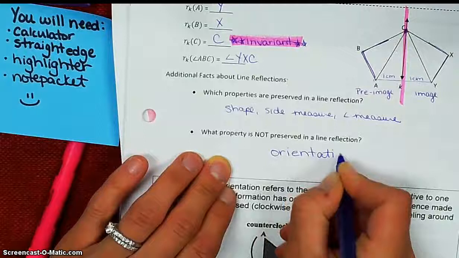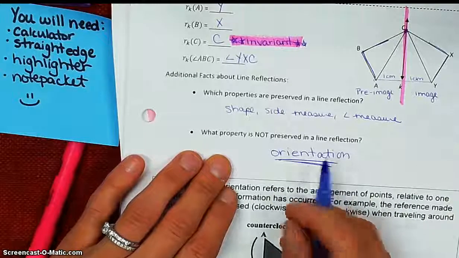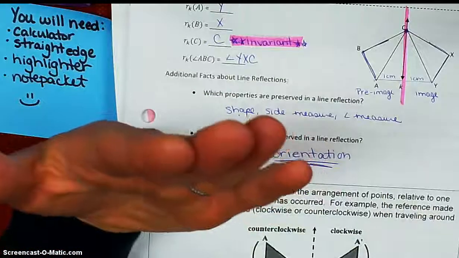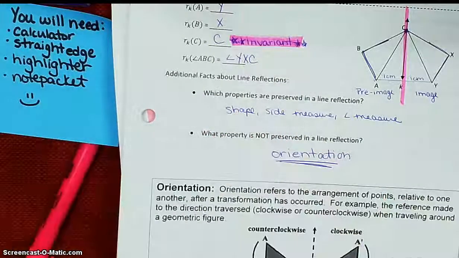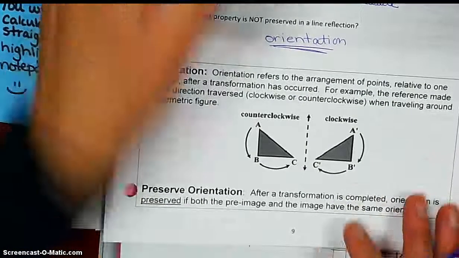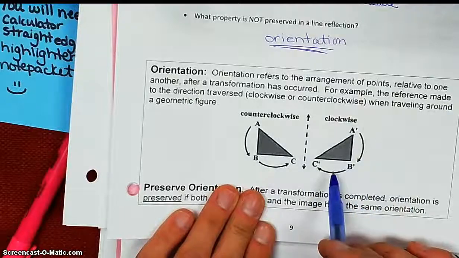Now think of it this way. When you look in a mirror in your bathroom, and if you raise your right hand, what does it look like in the mirror? It looks like your left hand. And that is because in a reflection, your orientation is reversed. So now on a sheet of paper, the way we can look at orientation is we're going to look at the order of the arrangement of your vertices.